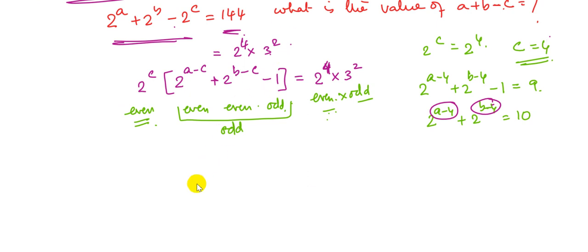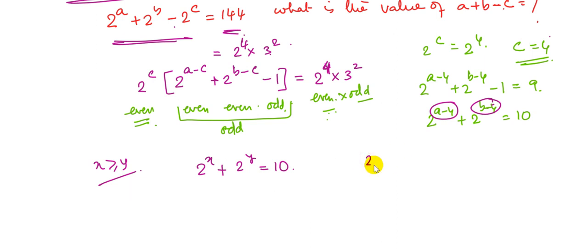So this is of the form 2 to the power x plus 2 to the power y is 10. What could be the values of x and y? And obviously since a is greater than or equal to b, x is greater than or equal to y. So what would be the values of a and x and y?